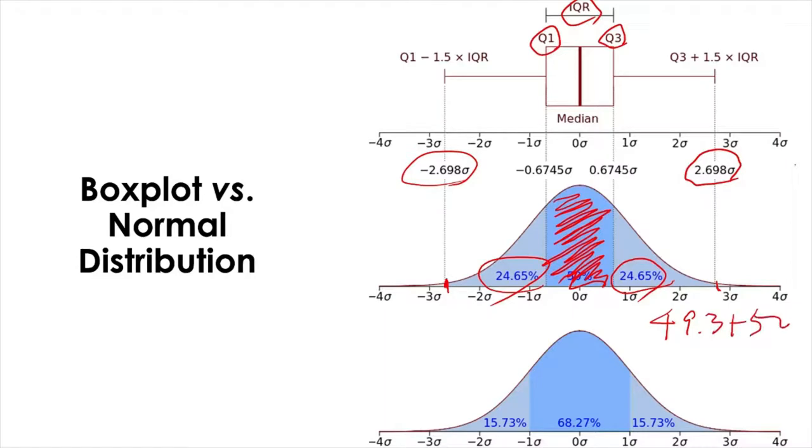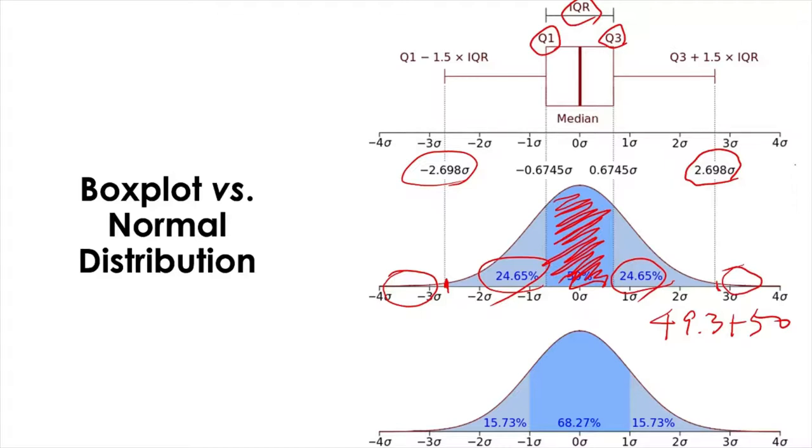plus 50, so that's 99.3, and the remaining tail ends will only contain 0.7. So each will contain 0.035. So 0.7%, so that's 0.035%. So in decimal notation, it'll be smaller.